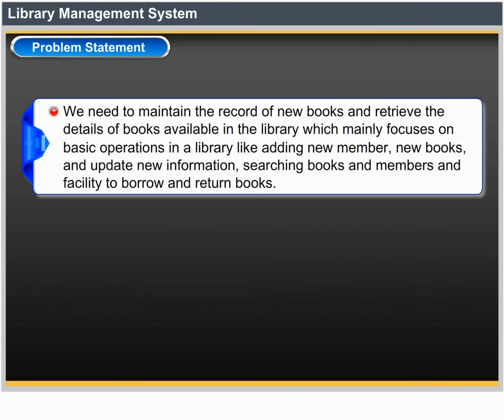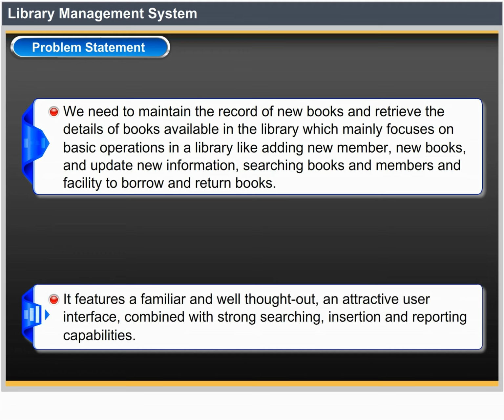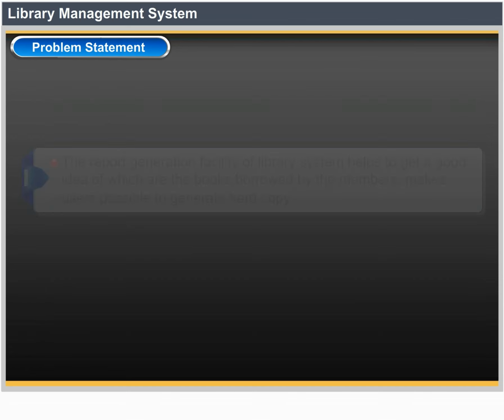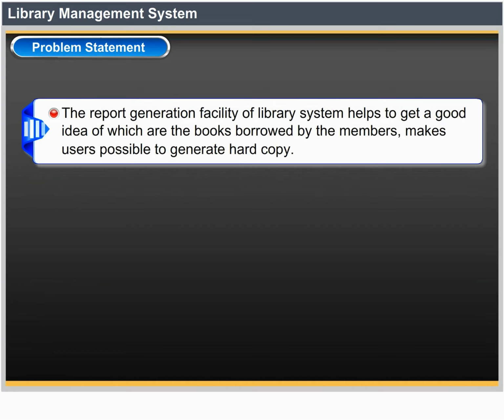We need to maintain the record of new books and retrieve the details of books available in the library, which mainly focuses on basic operations in a library like adding new member, new books and update new information, searching books and members, and facility to borrow and return book. It features a familiar and well thought out and attractive user interface combined with strong searching, insertion and reporting capabilities. The report generation facility of library system helps to get a good idea of which are the books borrowed by the members, makes users possible to generate hard copy.